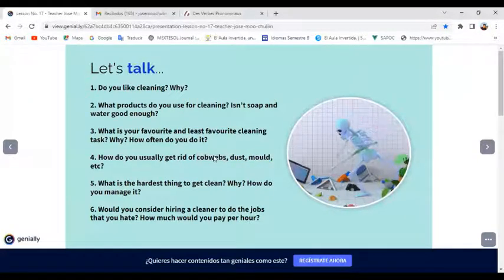Okay, so once we know the meaning of these three words, we have this question: how do you usually get rid of cobwebs, dust, and mold, etc.? Benjamin, please. Yes, maybe with a broom or aspiradora, a vacuum. Okay, sí, only with that. Thank you, Benjamin.